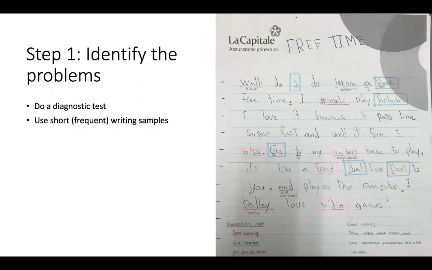The key is to get students writing short text like this as frequently as possible. Don't worry, you don't have to correct and grade everything. We'll take a look how to grade strategically when we talk about portfolios later on.